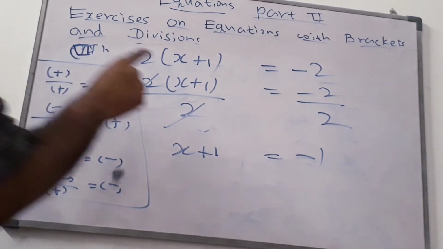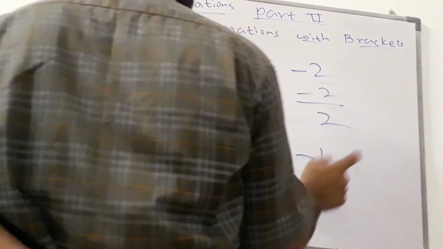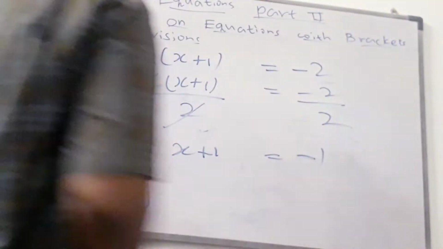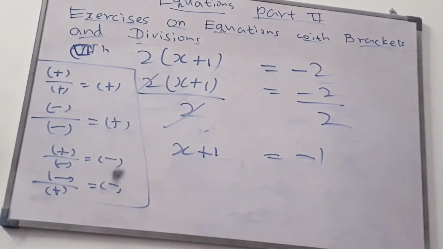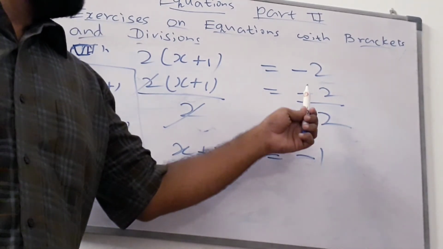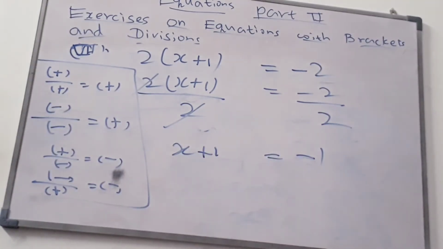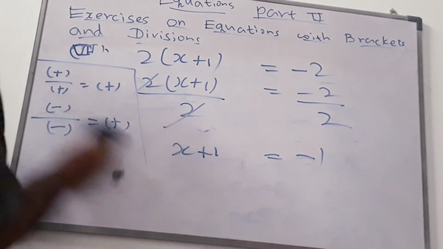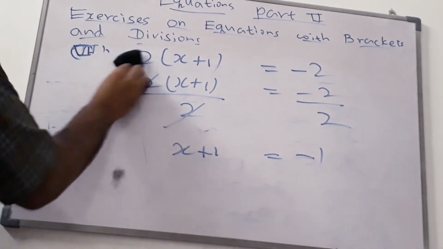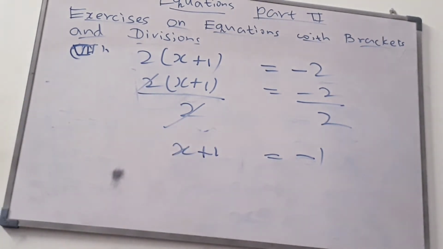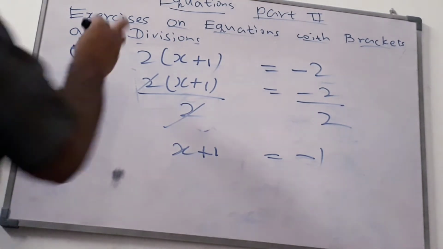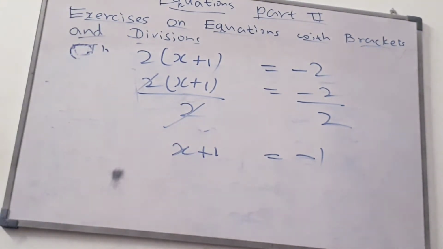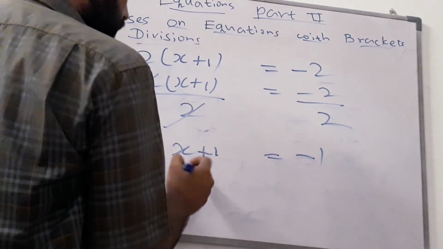Okay. If this is plus 2, this is plus 1. Plus 2 divided by plus 2 is plus 1. Minus 2 divided by minus 2 also means plus 1. But if one of these figures is a minus, the answer should be minus. Keep it in mind. And the other one is different signs, which is minus. Okay. Next.